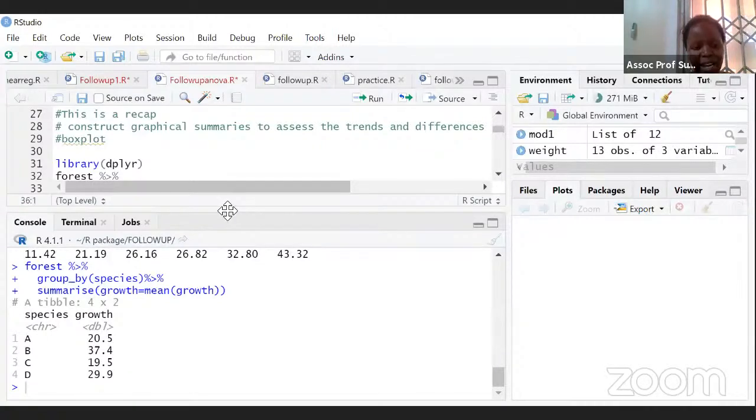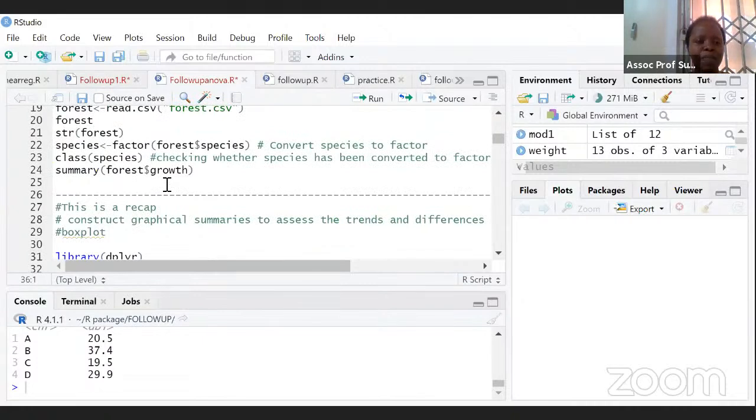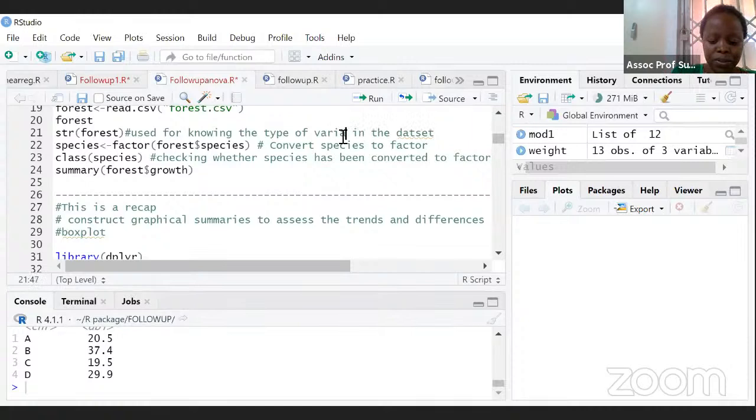Okay, somebody asked, how can I know that a particular variable is a factor or not? So let me go back a little bit for the benefit. So when we were at forest, you remember when we read our data? We read forest. Forest is the data set, forest.csv. Then I am naming it still forest and I read it. Then I print it. Then if I want to know, you see this command I've written here, I'm going to put a hash, and this is used for knowing the type of data in the data set. The type of variable, let me call it type of variable, better. Type of variable in the data set.